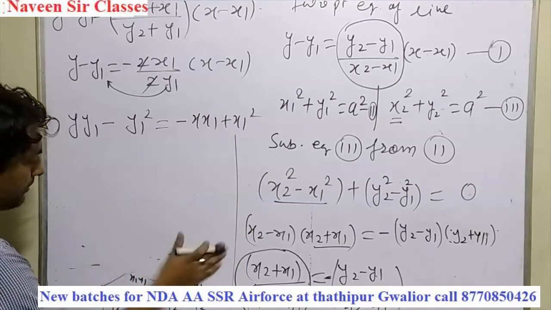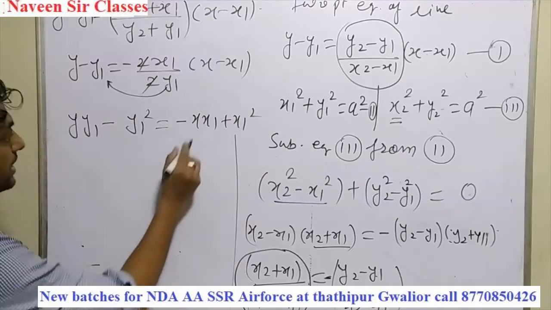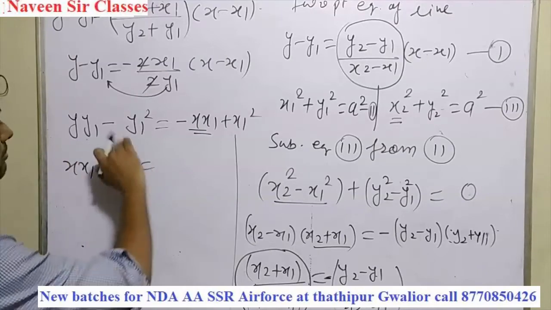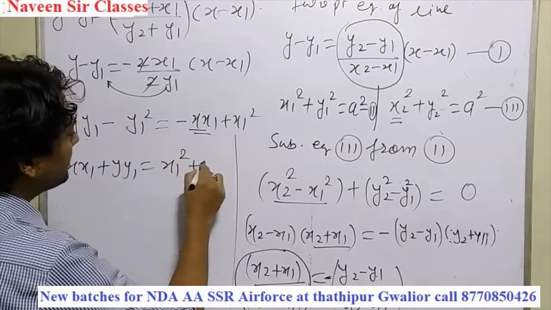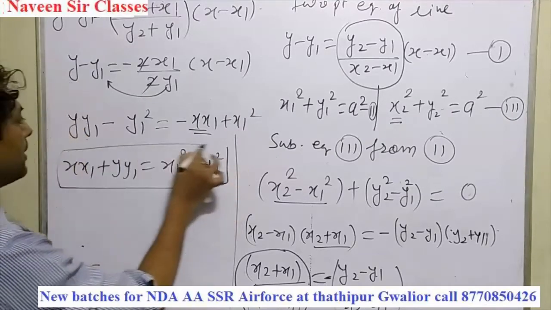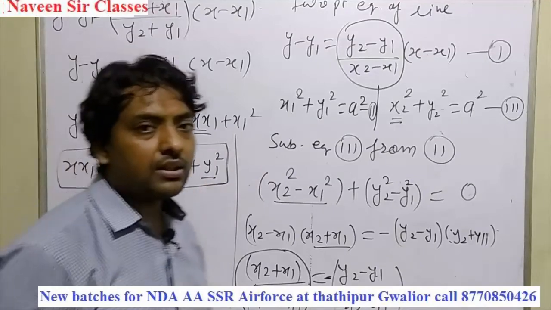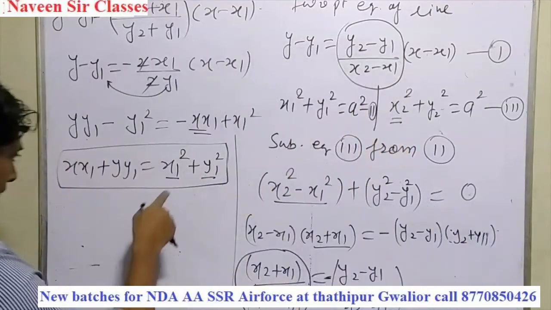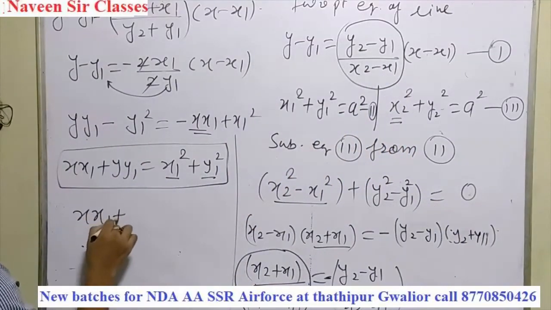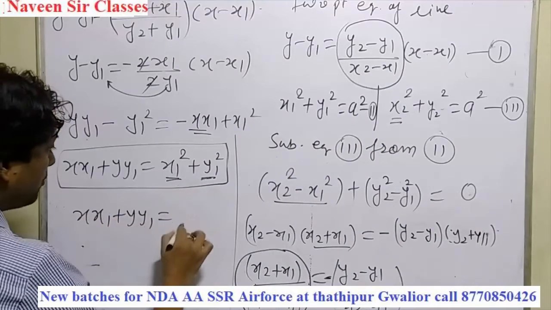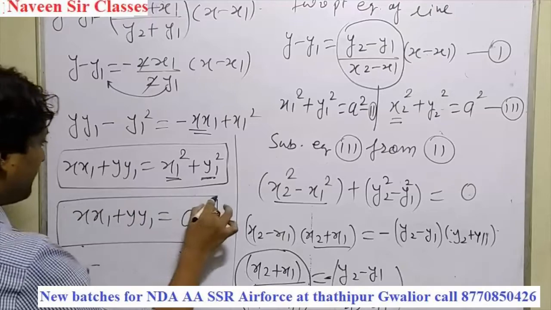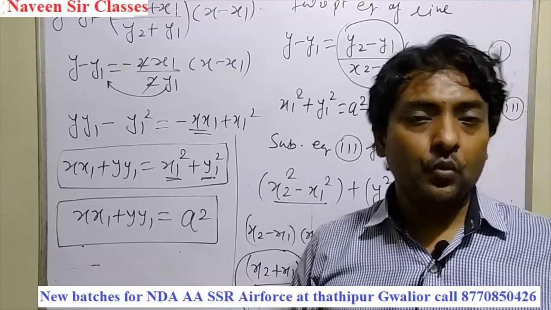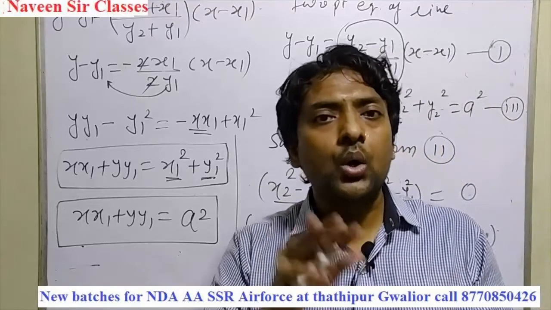From here, if we shift x1 to left hand side, we will get x1 plus y1 equal to x1 square plus y1 square, and this x1 square plus y1 square is equal to square of radius. So we can write it x1 plus y1 equal to a square. So this is the equation of a tangent when our point lies on the circle.